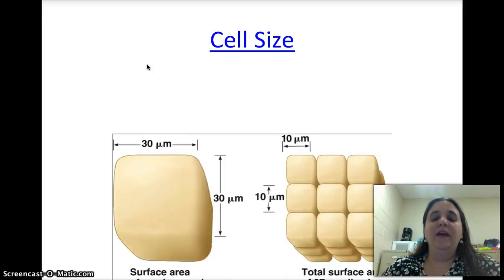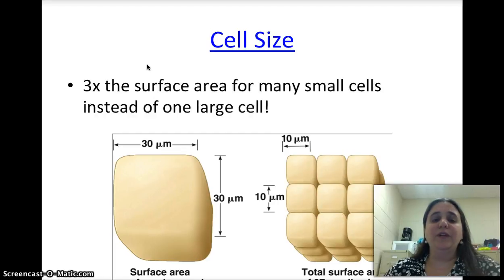Okay. And then the last part for cell size, it gets back to that efficiency, but we need to talk about surface area. Okay. There's 3 times the surface area, or the outsides, of a small cell when we break it down, than of a large cell. So in this large cell, we have this outside and this outside and this. Okay, there's 6 sides to this cube.